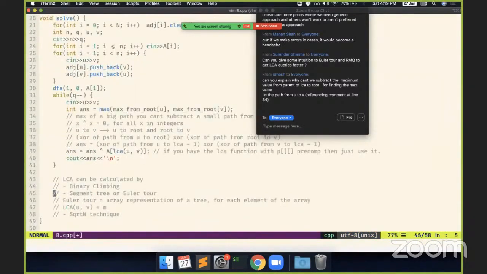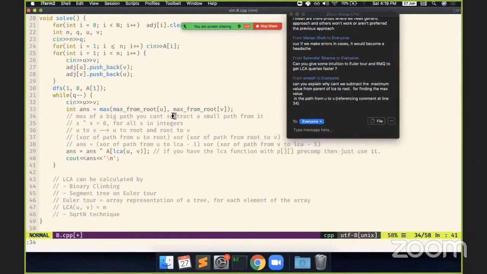Can you please explain line 34? Okay. I mean, you can't subtract.